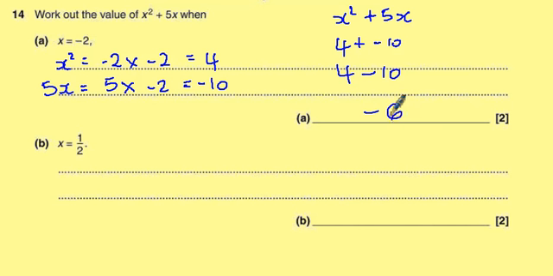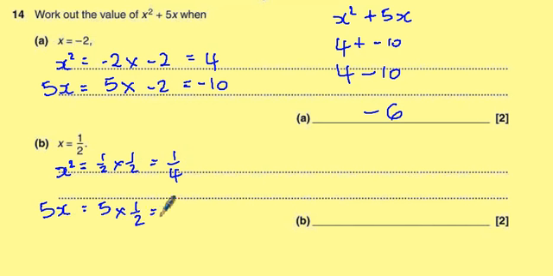Now part B is that when x is equal to a half. So when x is equal to a half, x squared is going to be a half multiplied by itself. A half times a half is a quarter, and then 5x equals 5 times a half. Well, 5 times a half, 2 halves make 1 whole, 4 halves is 2 wholes, so 5 halves is 2 wholes and 1 half. That's exactly the same as saying 5 divided by 2. 5 divided by 2 is 2.5.